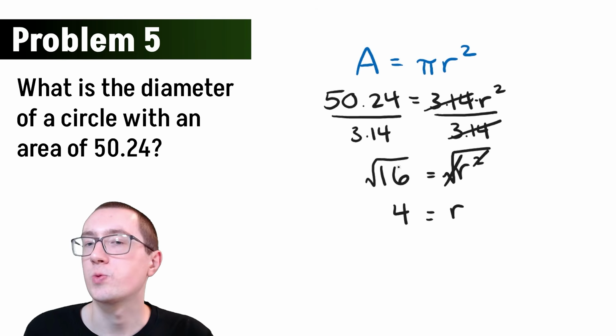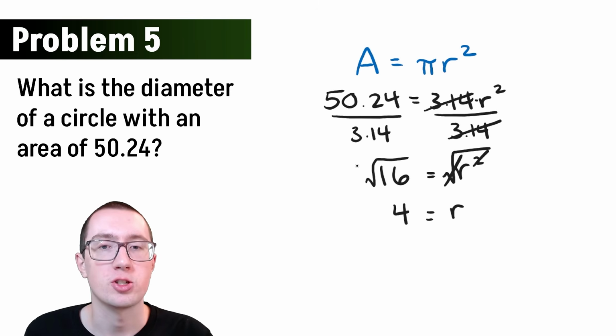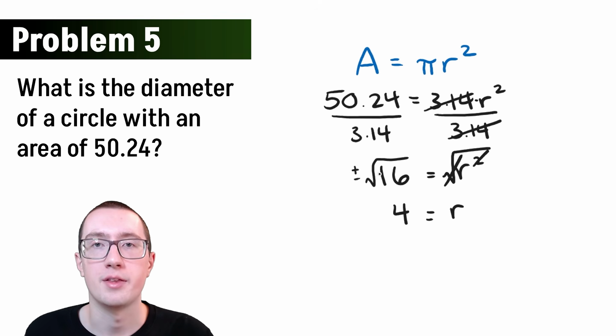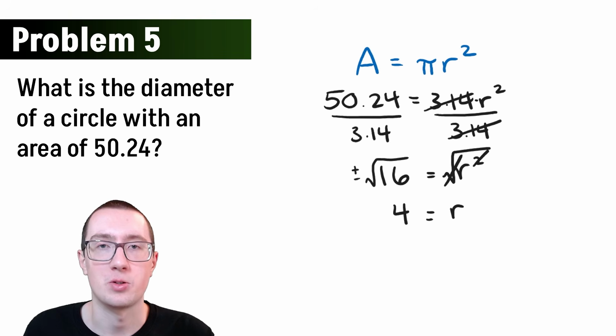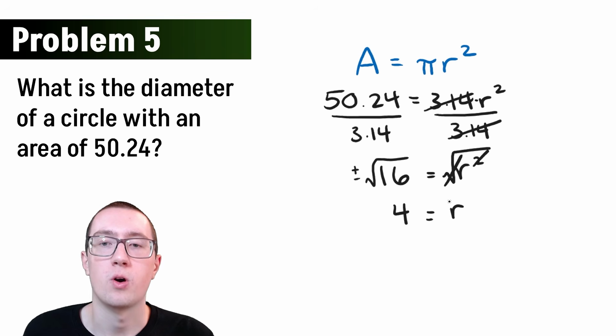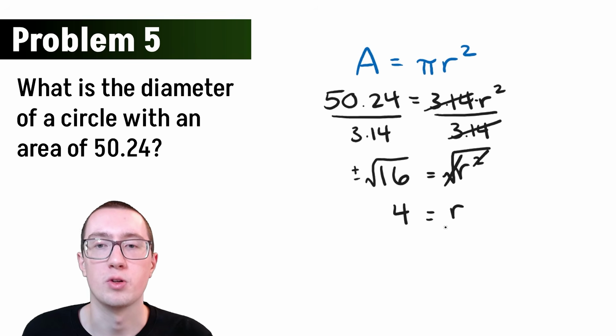Now, technically, when you're square rooting both sides of an equation, you're actually plus or minus square rooting. So this would be plus or minus 4. But the lengths of lines are not going to be negative, so we're just going to use the positive answer of 4. So our radius of the circle is equal to 4.